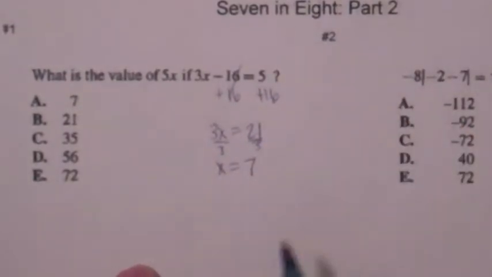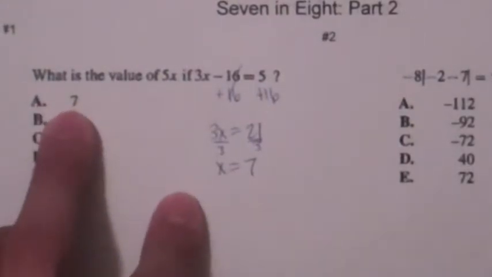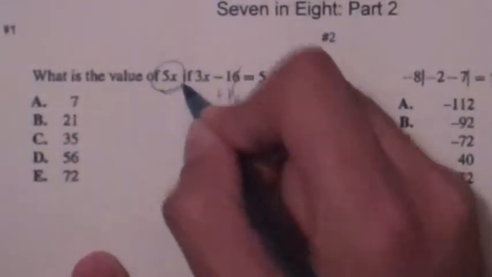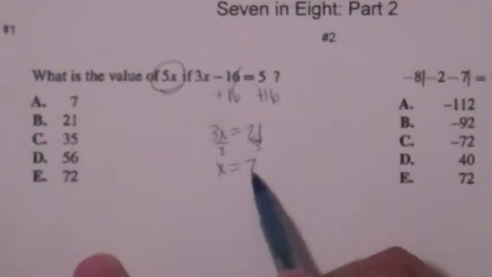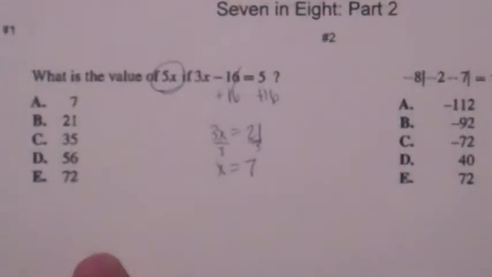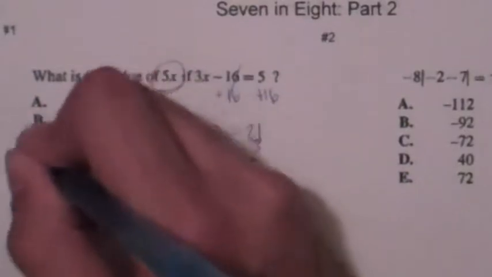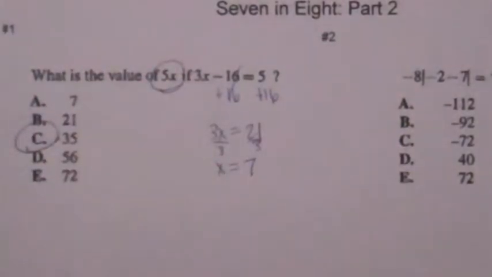Now the only danger with this first problem here is that when you get your x, kids will be tempted to, oh look, it's 7 right there, and they'd be done. They ask for the value of 5x though. So the only thing is once you get your x right here, you have to plug it back into the equation. 5 times 7 is 35, making C the correct answer for the first problem.